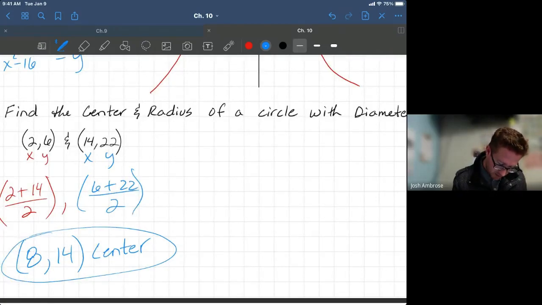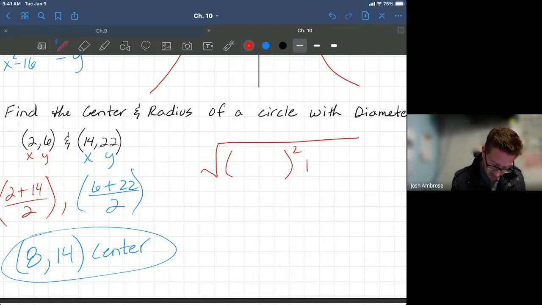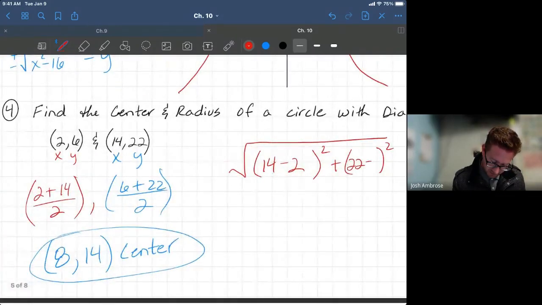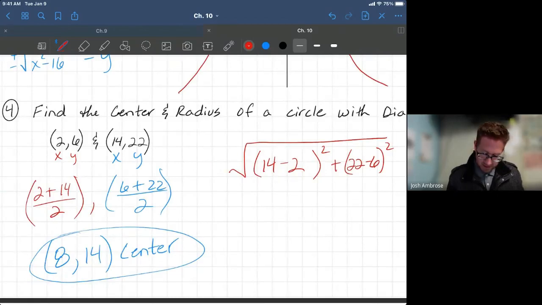Okay. So the distance equation, it's a big square root. We got some parentheses, squared, plus sign, and then another set of parentheses, also squared. So this is the x2 value, which is 14. In other words, second x value, minus the first x value, which is 2. Then we have our y values. Second y value minus the first y value, which is 6. And then let's go ahead and calculate all of this out.